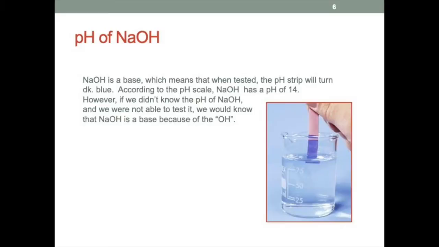right? Just like sodium hydroxide. Sodium hydroxide is a base. We would know this because the pH strip would turn dark blue, right? So the pH of sodium hydroxide is 14. And we can test that with the litmus paper. So when you drop the litmus paper and it turns blue, but if we didn't know that, we could see the formula, sodium hydroxide, it has that OH at the end, right? So when it comes off with an OH, we know it's a base.